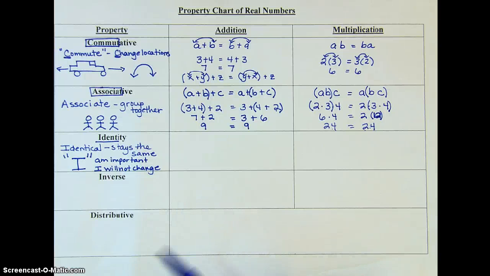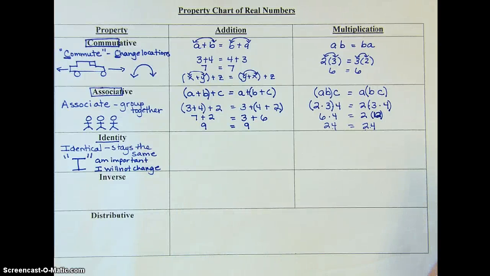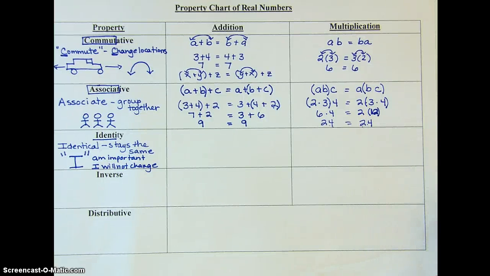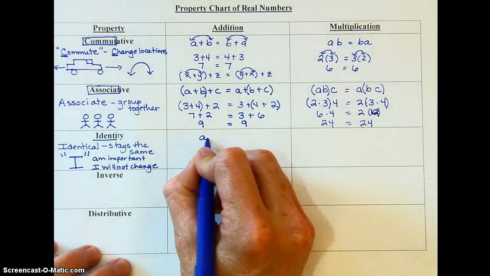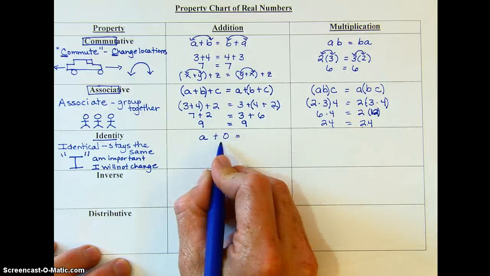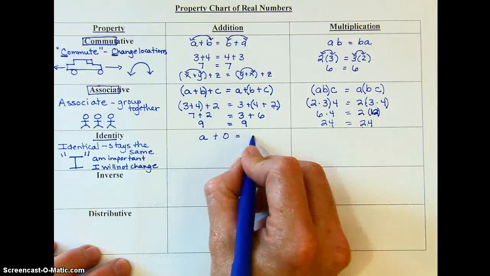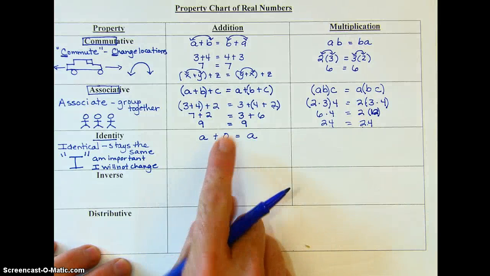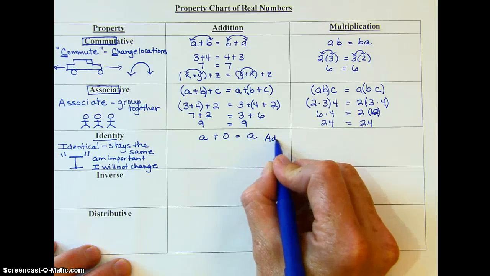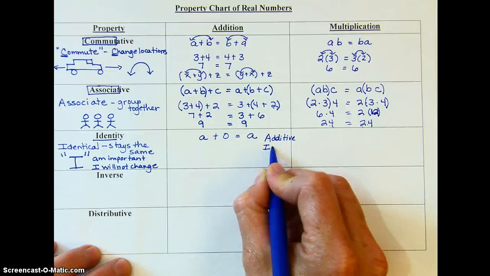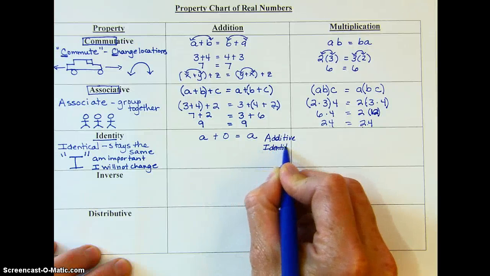Now, the identity for addition, think of any number that you can add to a number and get the same number back. Well, of course, that is 0. So the property reads A plus 0. Well, anything added to 0 gives you the same thing back. So adding 0 is your additive identity. And sometimes you will see it expressed that way.